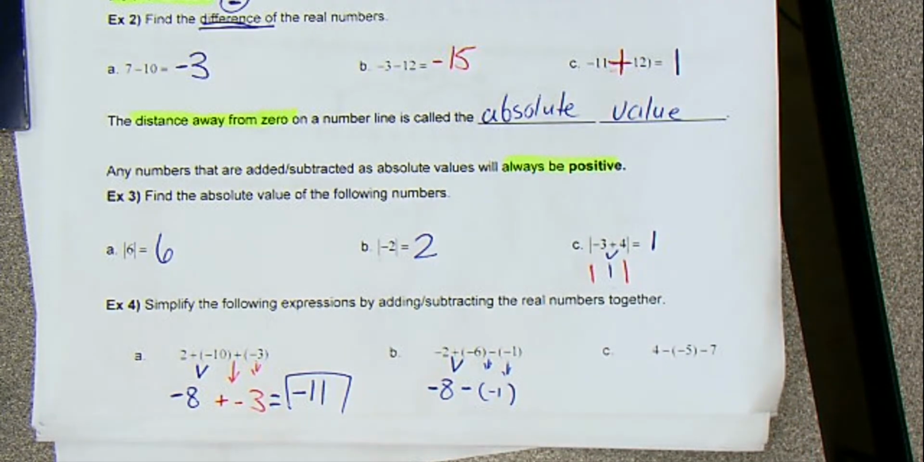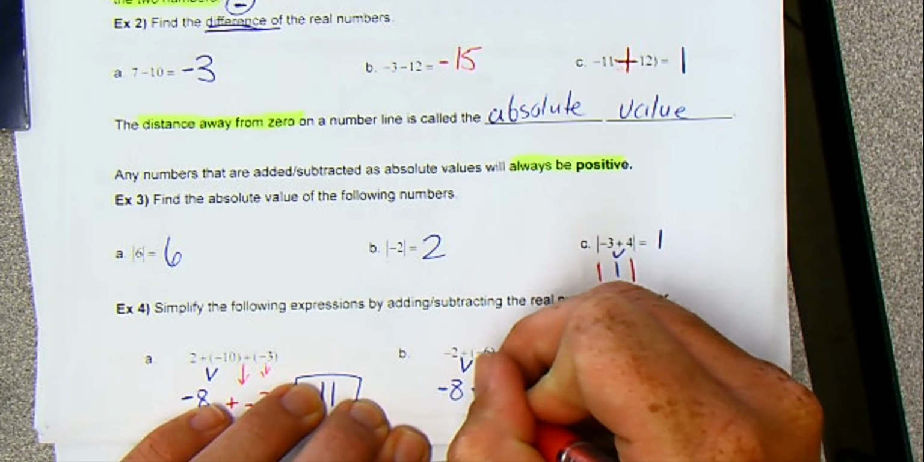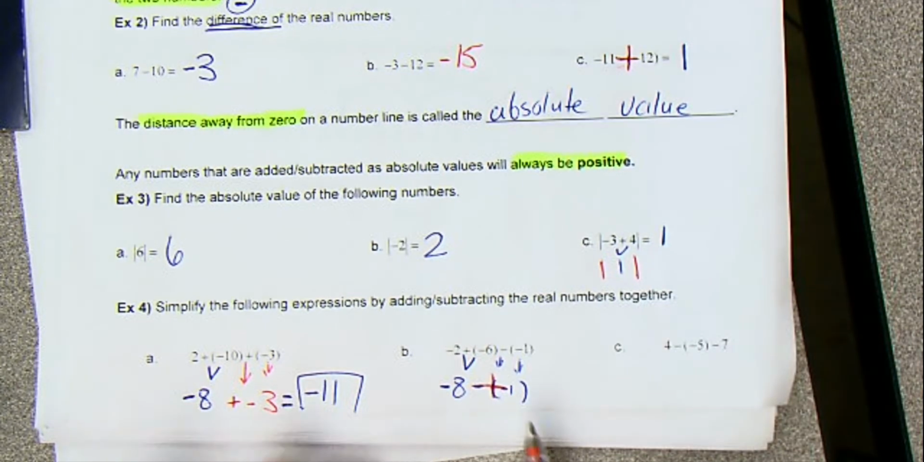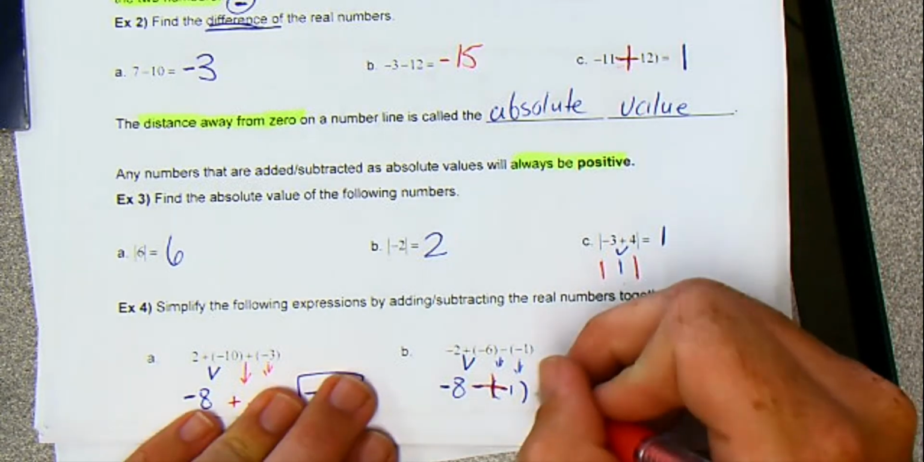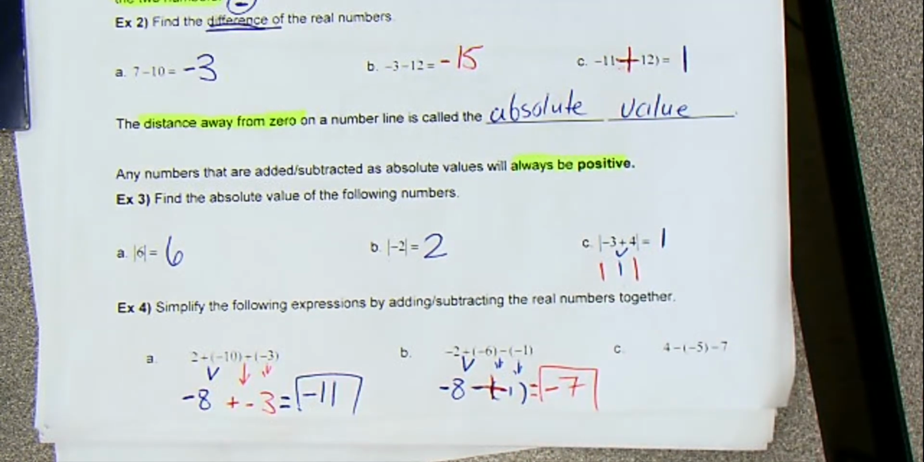All right, here, like before, we have two negatives right next to each other. Two negatives makes a positive. Two negatives always makes a positive. So we're going to make a giant positive sign. So now our new equation is -8 plus 1. If we were to put that in our calculator, we would get -7. And that is the correct answer to that problem.